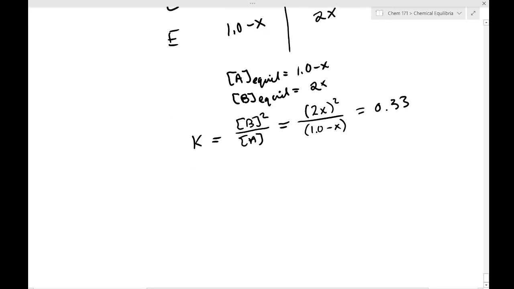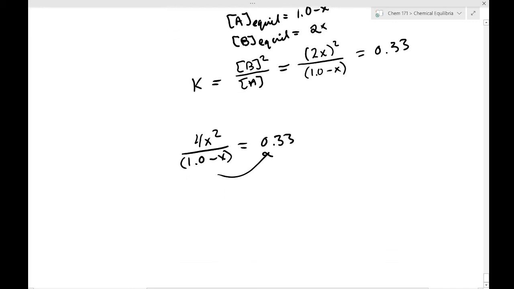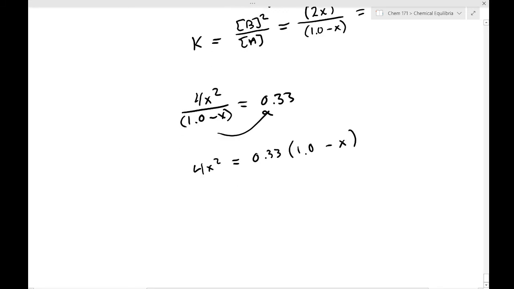Okay, we can take this and simplify it a little bit. We can write this as 4x squared divided by 1.0 minus x is equal to 0.33. Now I'm going to pull this over to the other side, and you'll see why in just a little bit. So I have 4x squared is equal to 0.33 times 1.0 minus x. Okay, starting to look a little familiar. Now I'm going to pull the 4x squared over to the other side as well. So I end up with 0 is equal to 0.33 minus 0.33 times x minus 4x squared.